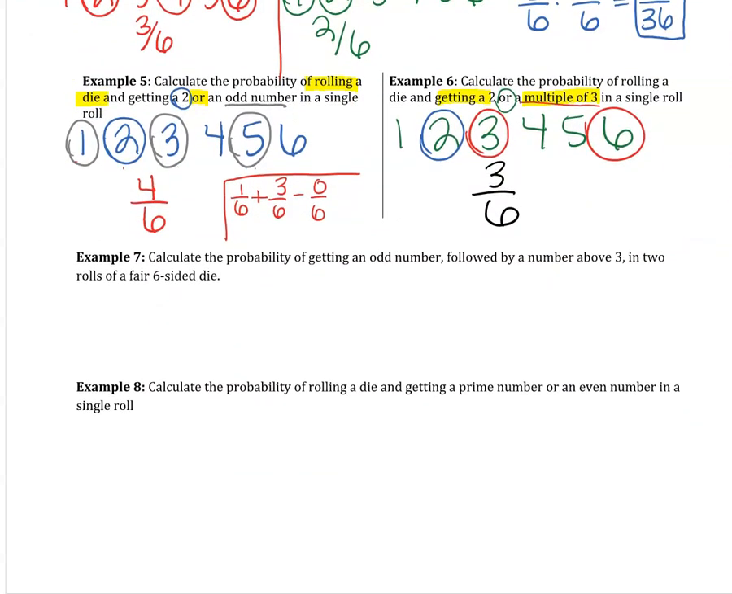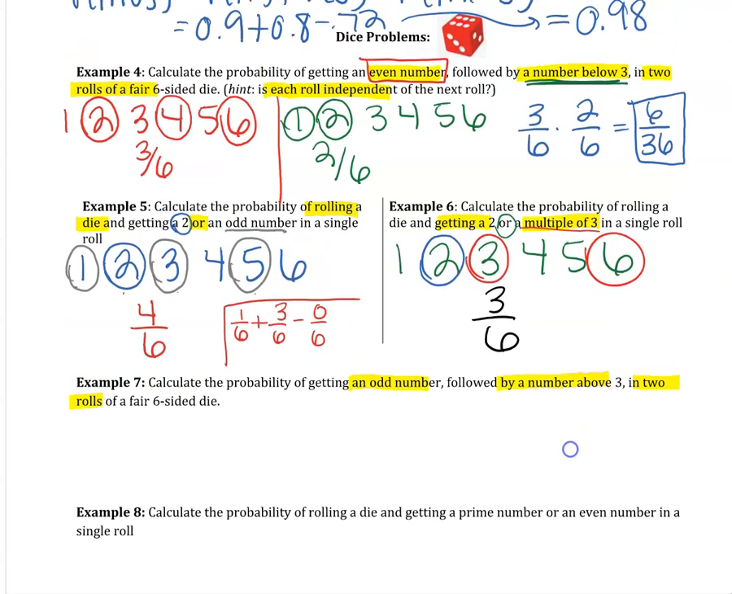All right, example 7. Calculate the probability of getting an odd number followed by a number above 3 in 2 rolls of a fair six-sided die. So again, this sounds a lot like what I did up here, where this was an AND probability. These two were ORs because they were in a single roll. So now I'm back to an AND probability. So let's think about each separately.